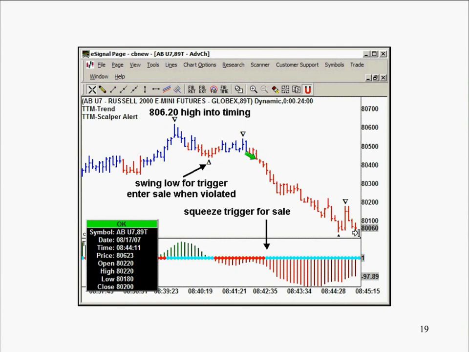And again, we typically get pullbacks about 75% of the time. And then there was another trigger, if you just use the squeeze.